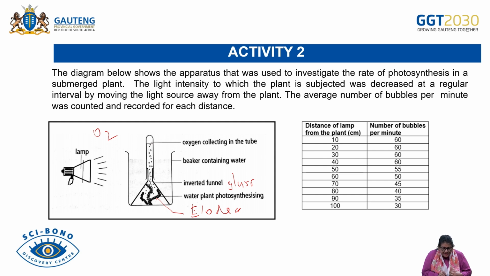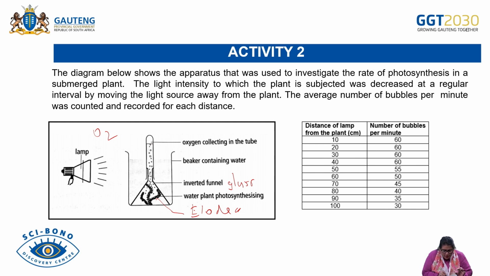This funnel at the top is open. So you simply put a little bit of Vaseline on the sides because you don't want the gas that's collected to be escaping. So you put a little Vaseline on the sides of that glass funnel and you invert a test tube which is empty over that glass funnel.